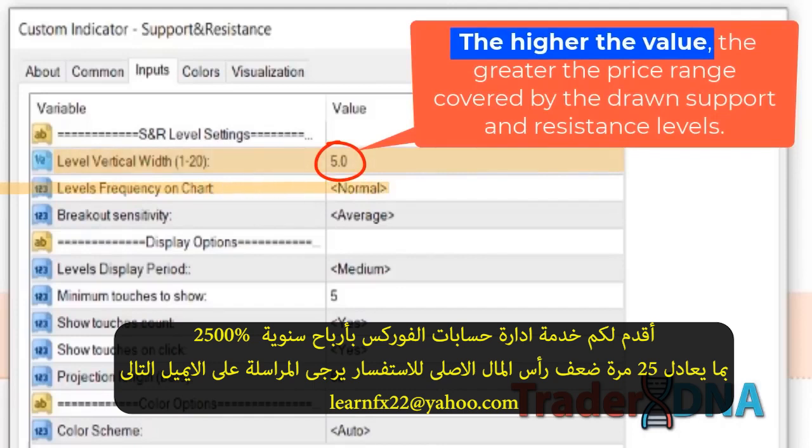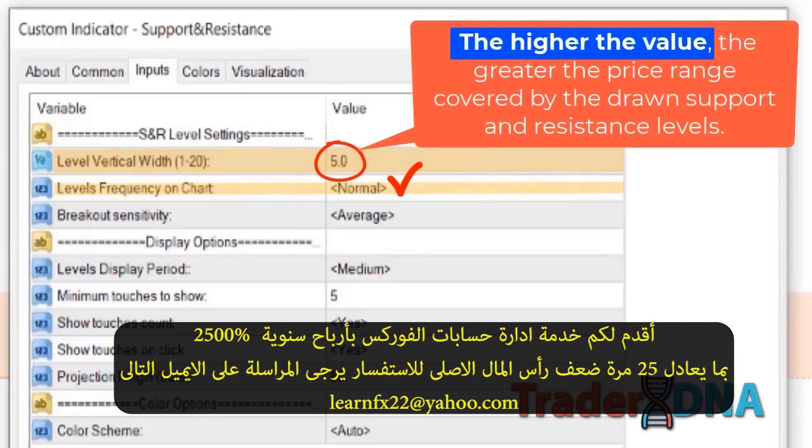Levels frequency on chart determines the frequency of levels displayed on the MT4 graph. The default value of the parameter is normal. You can change it to more if necessary. In this case, the indicator will show more levels within a similar price range. You can also select the less option. In this case, only the most significant support and resistance areas will be displayed on the chart.